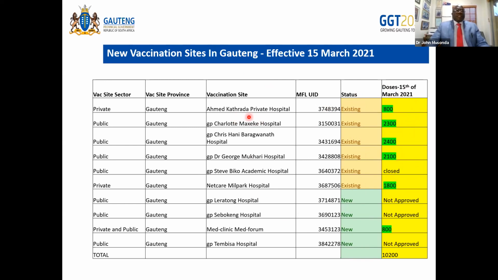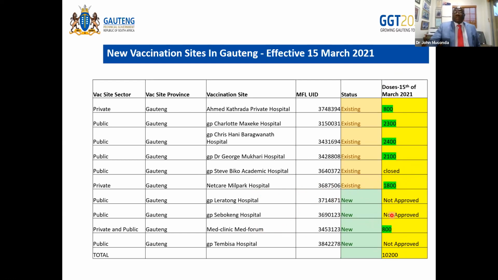Ahmed Kathrada is private, 800 doses. Charlotte Maxeke, 2,300. Chris Hani Baragwanath, 2,400. George Mukhari, 2,100. And Steve Biko, as we said, was discontinued as a site. Instead, the medical clinic, MedForum, was opened with 800 doses. Netcare Milpark, 800. So these are the six facilities in Gauteng at the moment who are vaccinating.